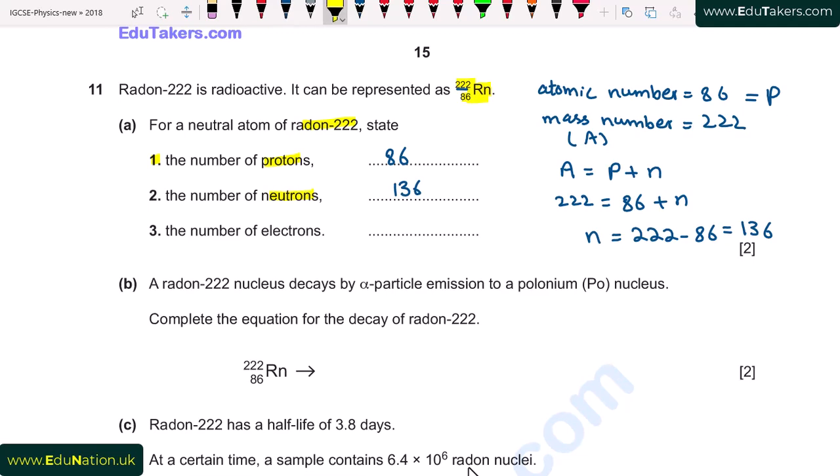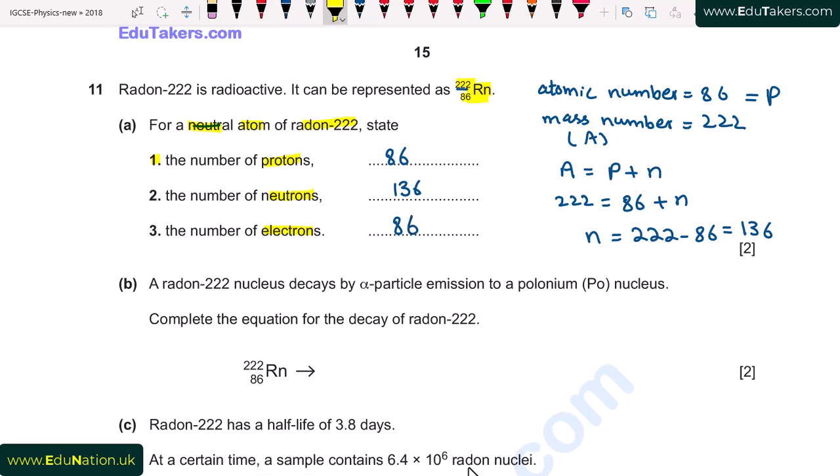Part 3, the number of electrons. Here we have to find out the number of electrons, and it is given that radon is a neutral atom. It means that the number of protons must be equal to the number of electrons. So here proton number is 86, so the electron number will also be equal to 86.